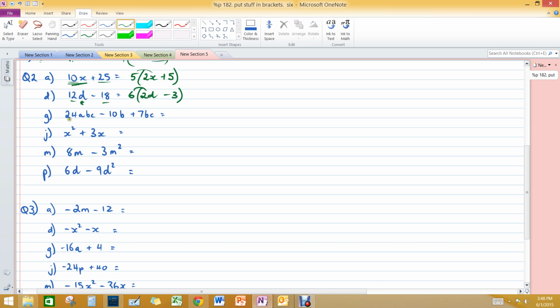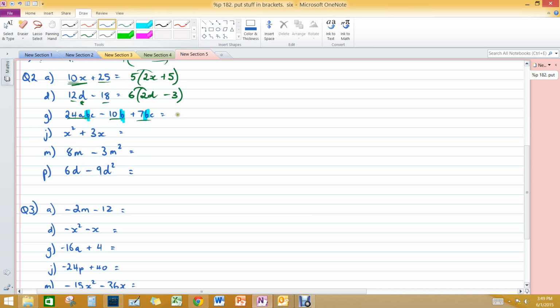Alright, here's another one that's got 3 terms. We need to look for a common factor between all 3 terms. Now, we have 24, we have 10, and we have 7. 7's a prime number, which means we're not going to be able to have a number that's a common factor, but we do have a letter that's a common factor in each of these. And that letter is going to be b.